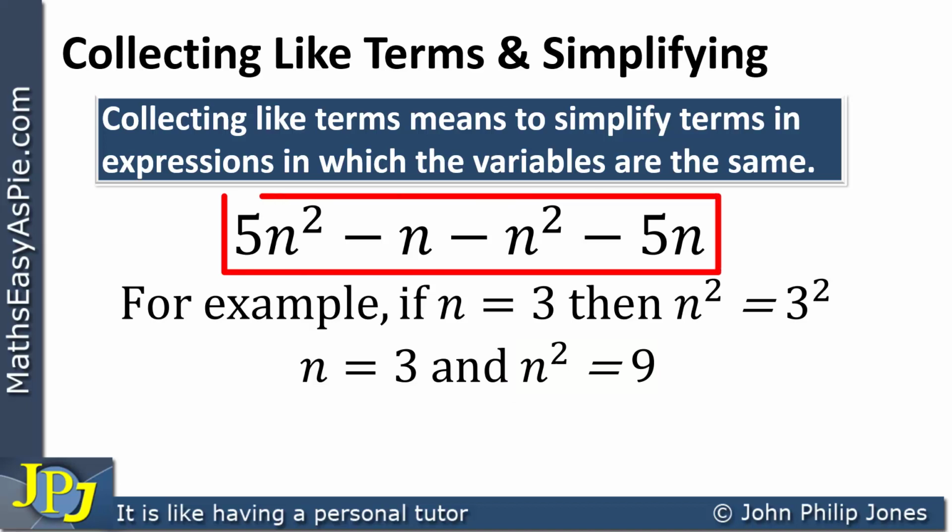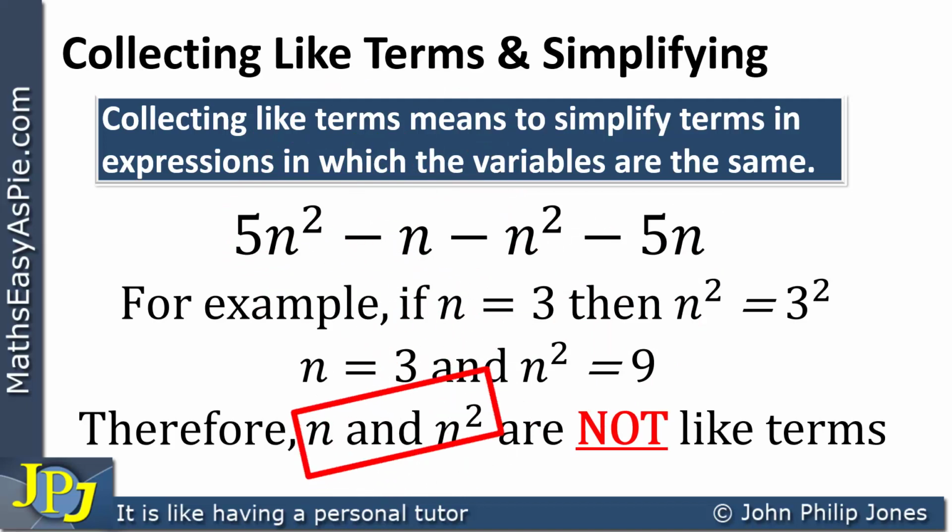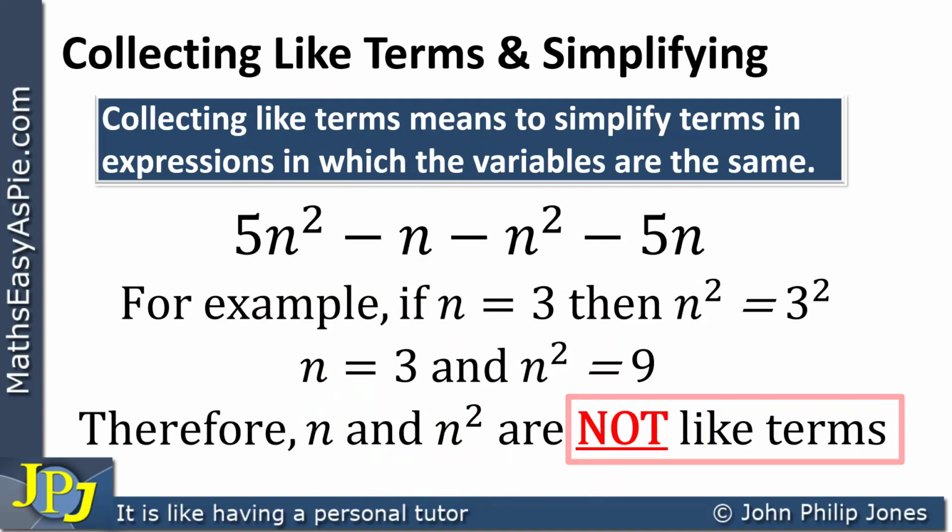So in the expression, this represents the value of 9. Likewise, this represents the value of 9. And here, this represents 3. And this here represents 3. So it's important for us to realize that when we're considering the like terms for this expression, n and n squared are not like terms.